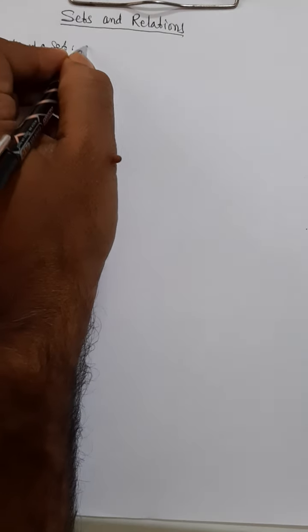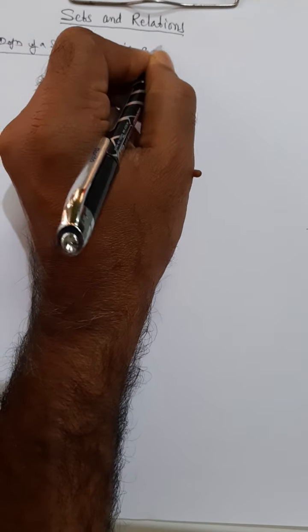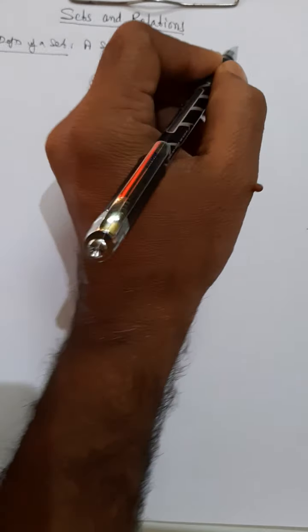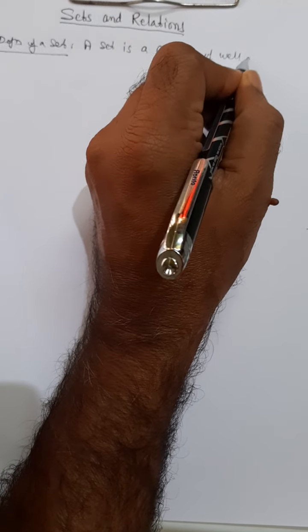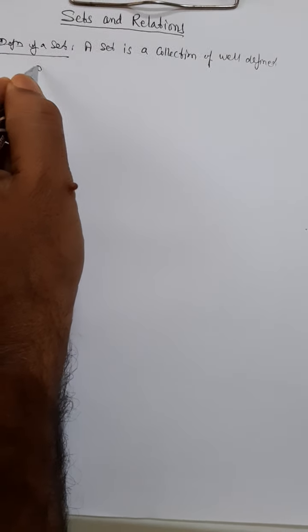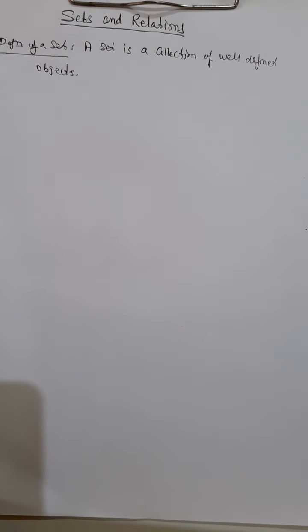A set is a collection of well-defined objects. So definition: a set is a collection of well-defined objects.